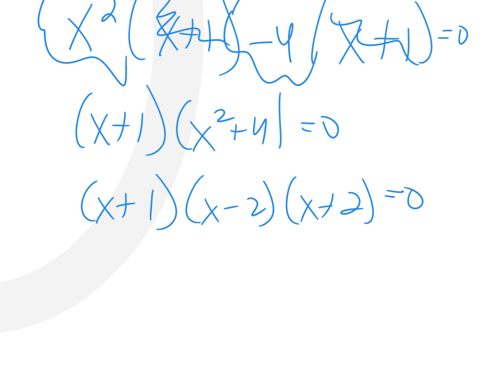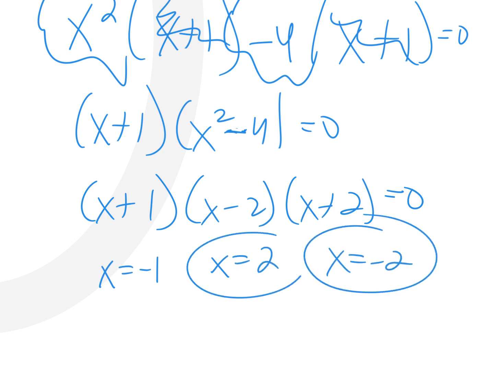If this was a plus sign, could you factor it? No, it has to only be a minus. That's what our difference of squares is. If that was a plus sign, then your answer would be imaginary. So when I solve this, I get x equals negative 1, x equals positive 2, and x equals negative 2.